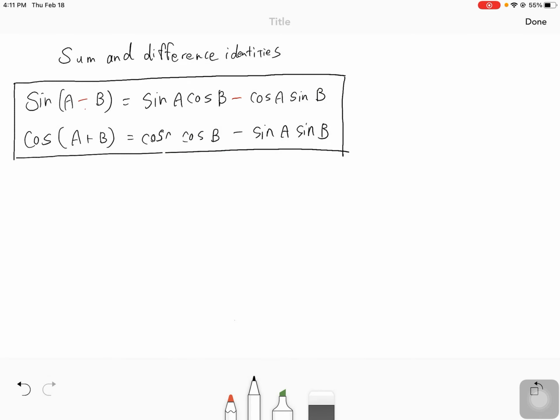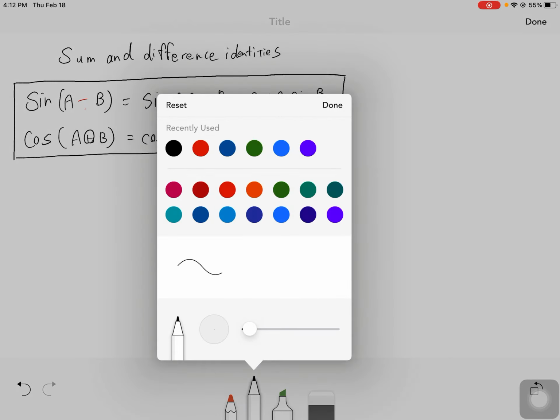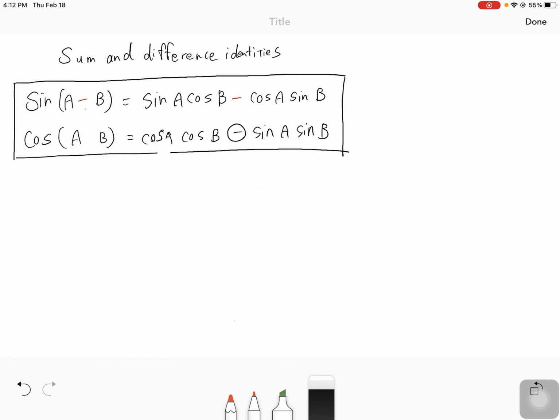The next, cosine(A + B) is going to be cosine A times cosine B, negative sine A times sine B. Unlike sine, in the case of cosine(A + B), these signs don't correspond. So if this value is negative, this sign is going to be positive. Okay, so you have to keep it in mind.